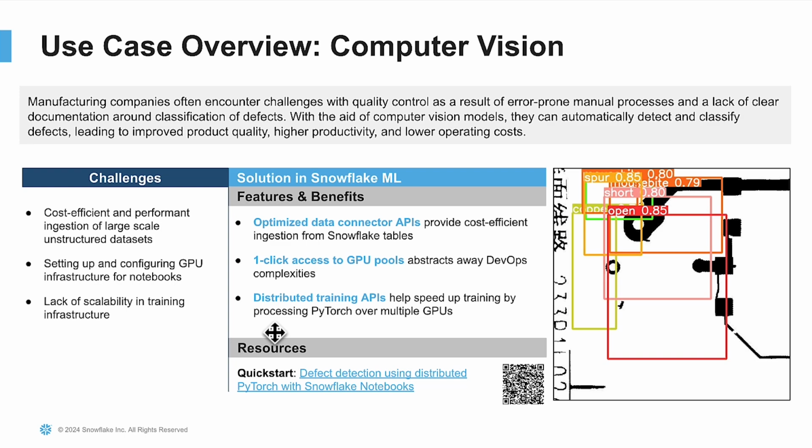Great. So in this particular session, we are going to dive into a computer vision use case. Now, many manufacturing companies, customers of ours, we've also seen applications in the market, often encounter challenges with things like quality control, quality evaluation, and it often could prove to be error prone when there's manual processes involved, or if there's a lack of clear documentation around what qualifies as a defect. So with computer vision models, we've seen that this becomes really, really simple, higher quality, higher productivity, and overall lowers operating costs.